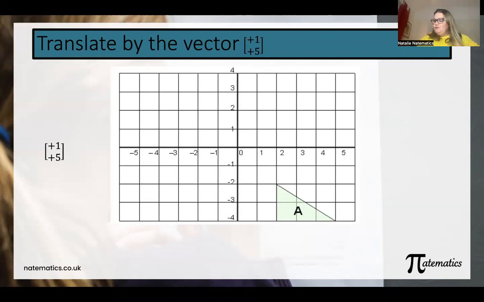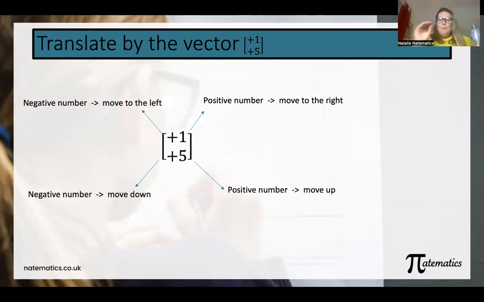Now, a translation. Translate by the vector 1, 5. Obviously, hopefully for most of you this will be revision. I know a couple of you may never have seen this before. So when we translate a shape, what we also have to give is the vector. And that vector shows how much it's moved on the x-axis, which is the first number, and how much it's moved on the y-axis, which is the second number.